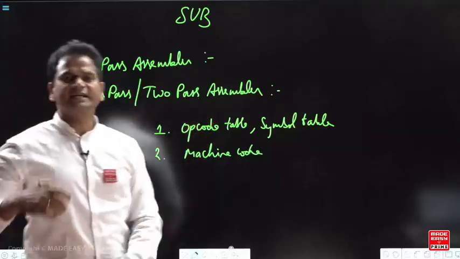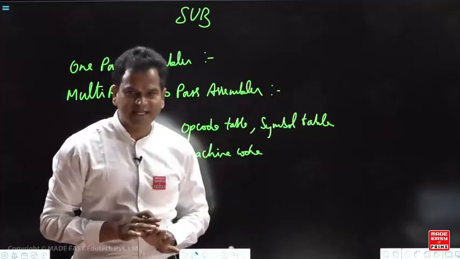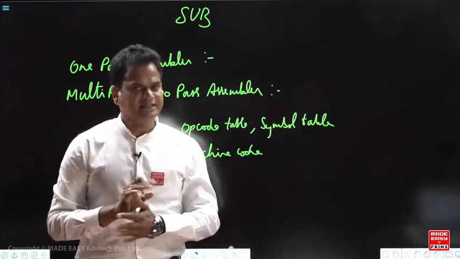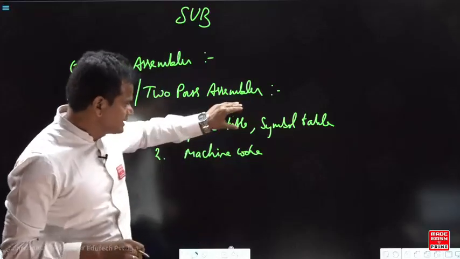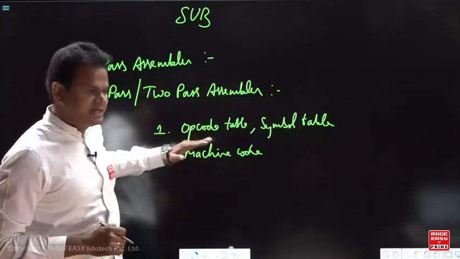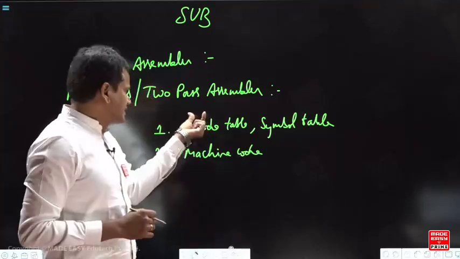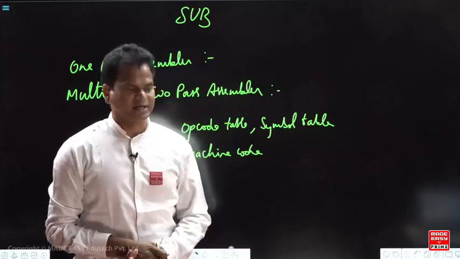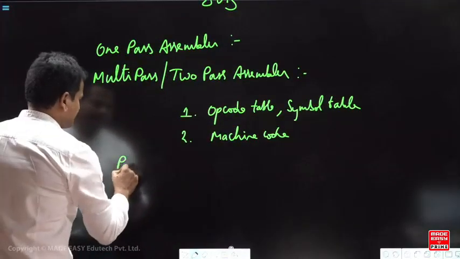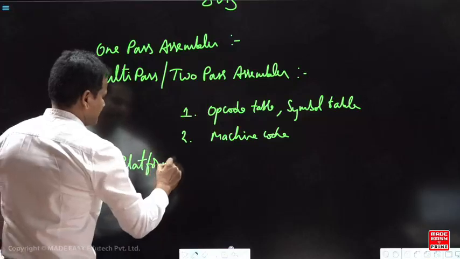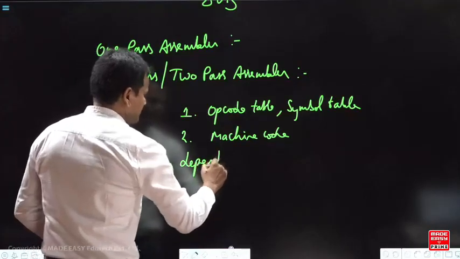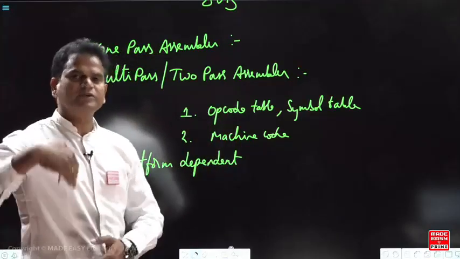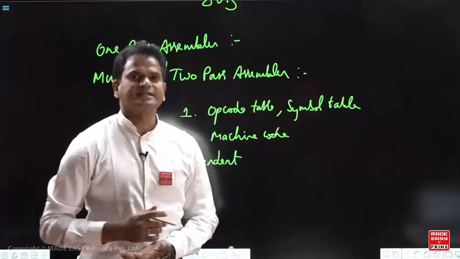What is the opcode table? It contains the information about the mnemonics and their corresponding values. The symbol table contains the information about the variables and their attributes. Based on these values, it converts the assembly language into machine code. This is the first step and the second step, so it is called a two-pass or multi-pass assembler. And an assembler is platform dependent. That means whatever assembler you have developed works for that particular platform only. If you change the platform, you have to design a new assembler.